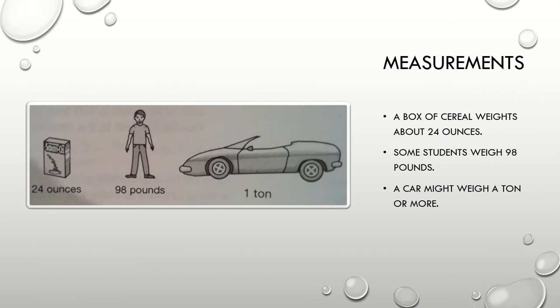So let's look at some examples. A box of cereal can weigh around 24 ounces. Some students can weigh around 98 pounds. And a car might weigh a ton or more. These are just some examples for you to get an idea of how much ounces, pounds, and tons can weigh.